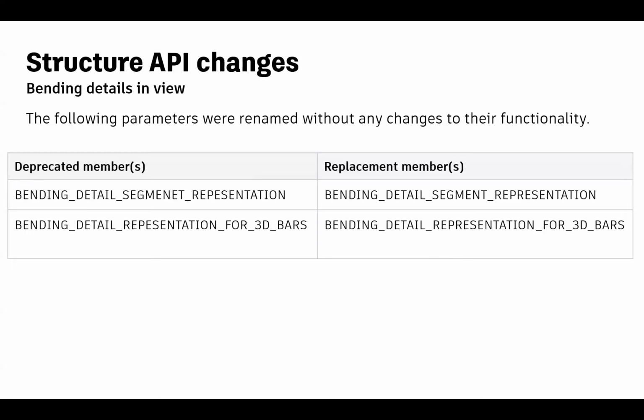Structure API changes, mostly for bending details in view. The following parameters were renamed without any changes to their functionality. So if you use the deprecated names, you should replace them in your code to migrate your application for Revit 2025.